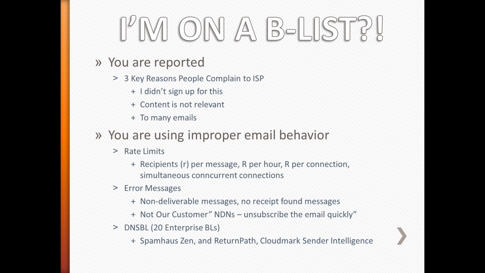Rate per connection, let me make sure I got this, recipients per connection, that's what it is. This is the amount of recipients that are allowed to receive your email per a single connection. This is a little more complicated. Then there's simultaneous concurrent connections. If you're in a big office or a network, a single IP can only host so many concurrent email connections simultaneously. It's normally the first two that get people in trouble, not the latter two.